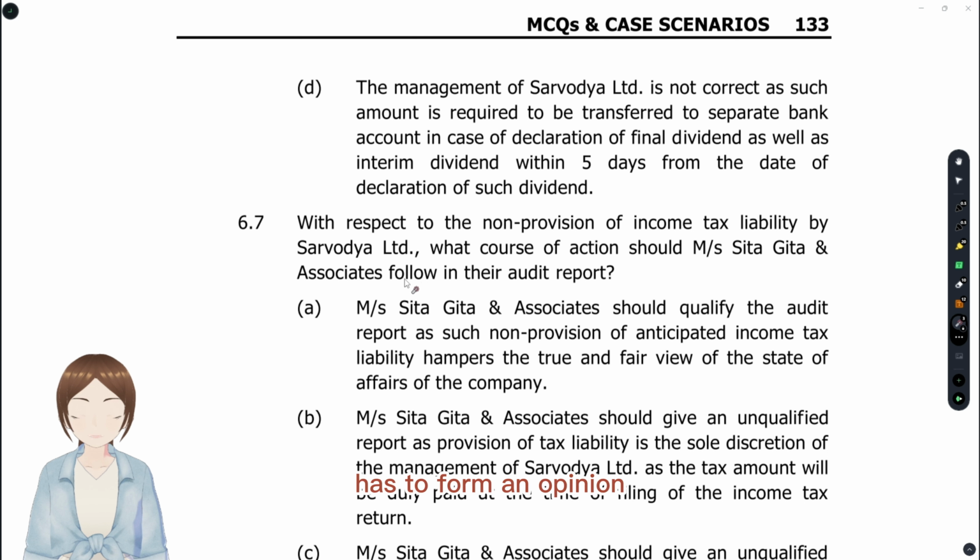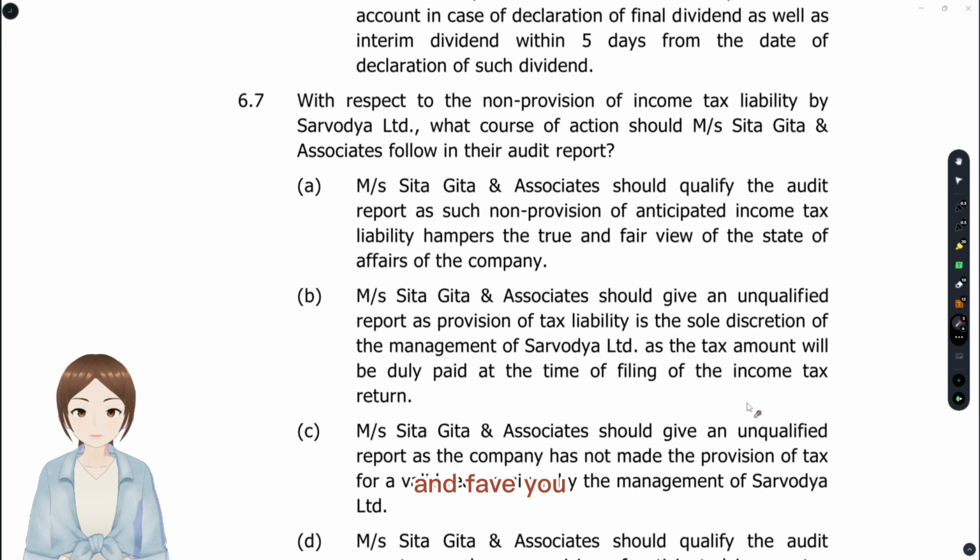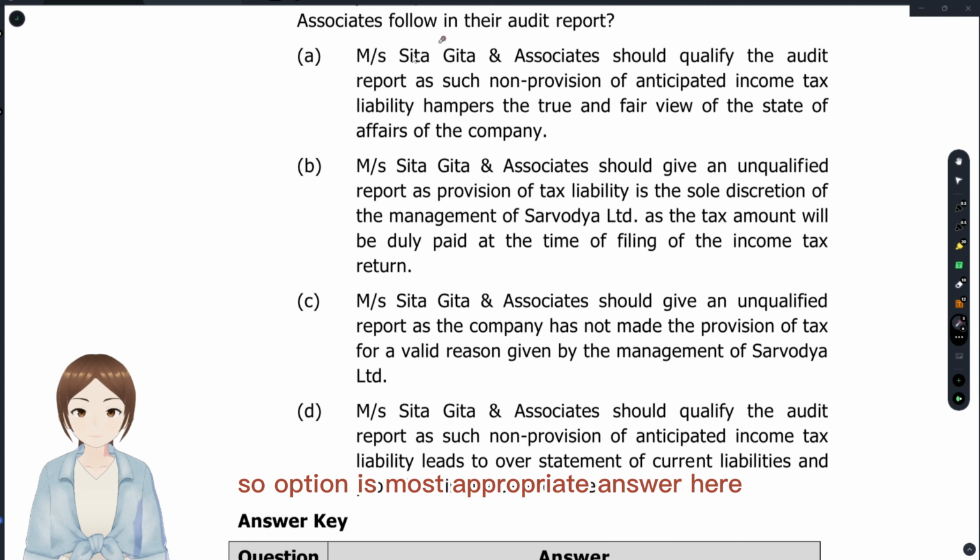Yes, the auditor has to form an opinion whether the financial statements are true and fair or not. Since they have not created the provision for income tax liability, it would hamper the true and fair view. So option A is the most appropriate answer.